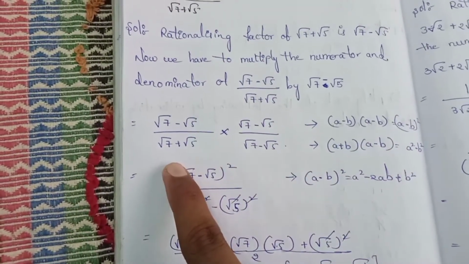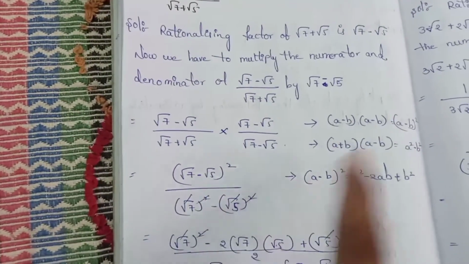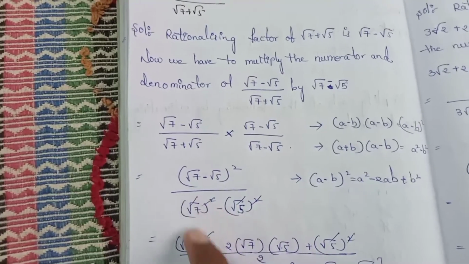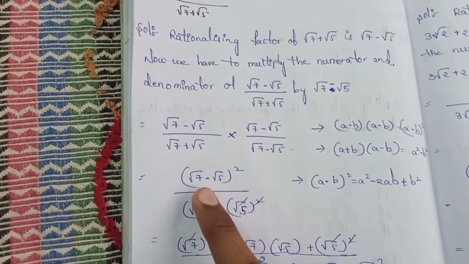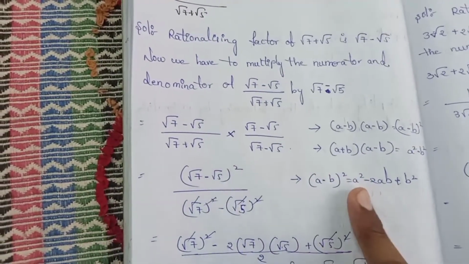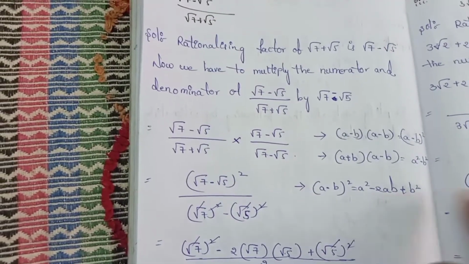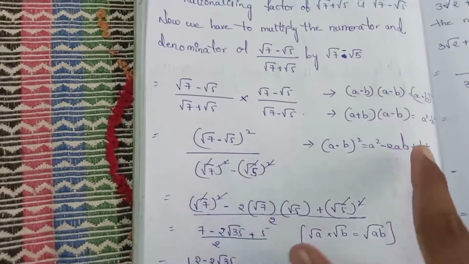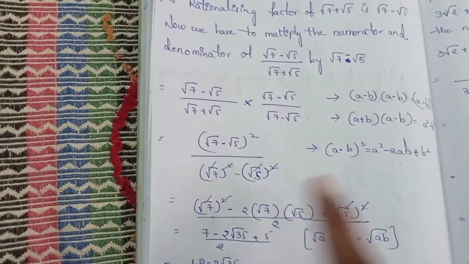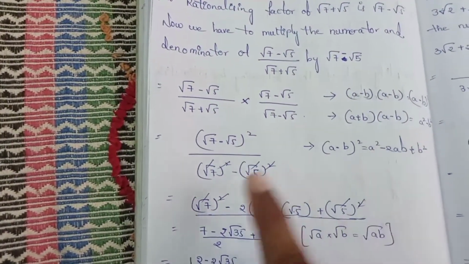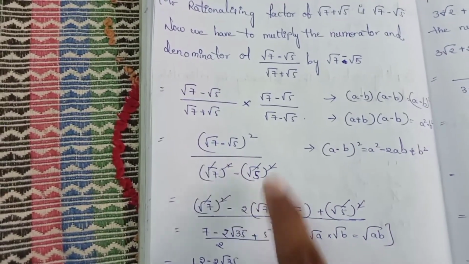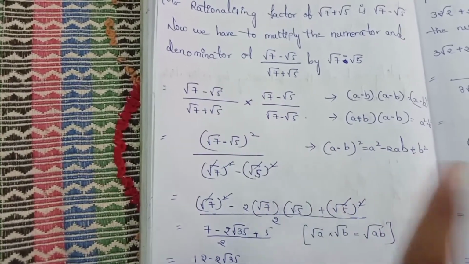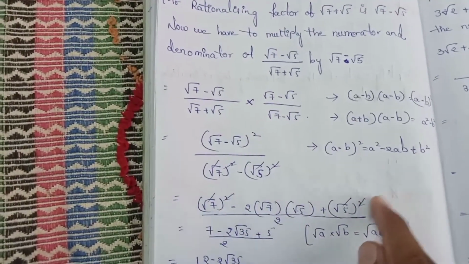Now what is a square here? Root 7 whole square minus b square means root 5 whole square. Square and root cancel here and square and root cancel here. A minus b whole square, you already know, is a square minus 2ab plus b square. Now we have to derive it. Root 7 whole square minus 2 into a into b, 2, a means root 7, b means root 5, plus b square means root 5 whole square. Square and root cancel here and square and root cancel here.